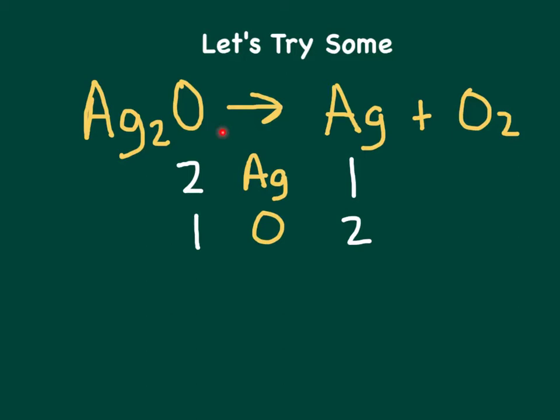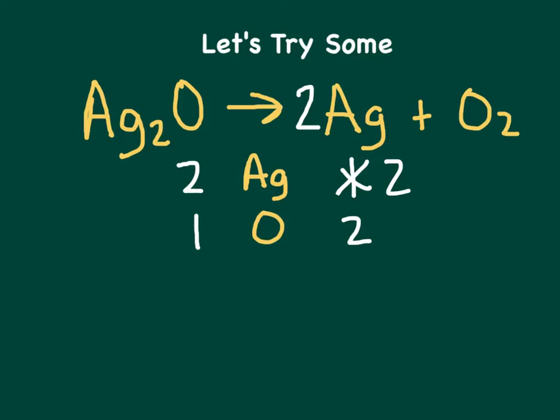So our rule is that we need to take care of the metals first, so I'm going to take care of that silver. In order to make 2 silvers on this side, I don't put a 1 in front of this. Instead, I'm going to put a 2 right there. Now that means 2 silver atoms. That changed this to 2 silver atoms. And so my silvers are good now.